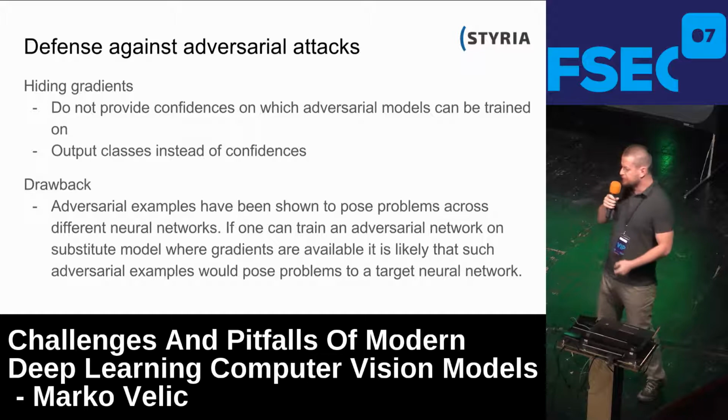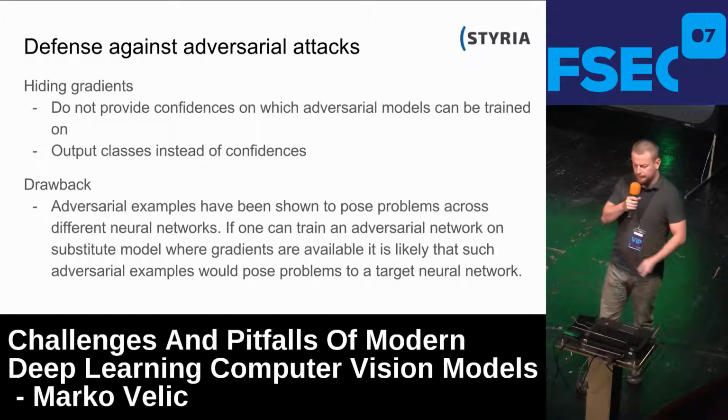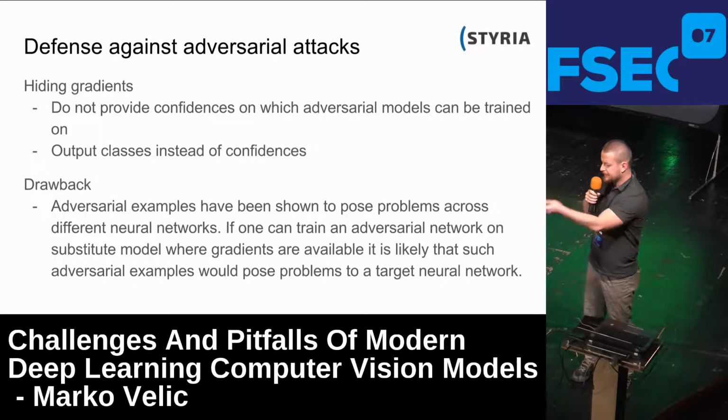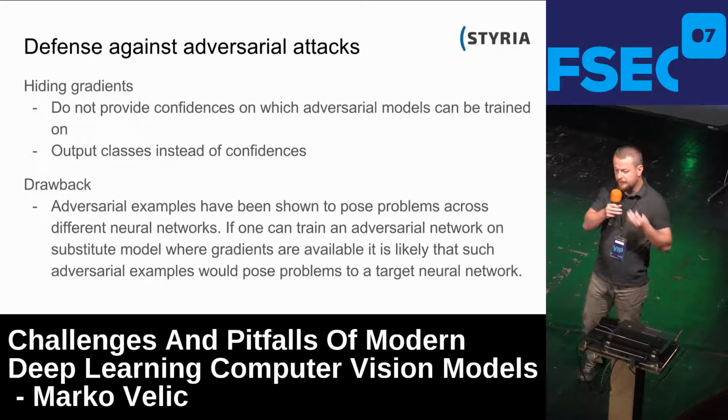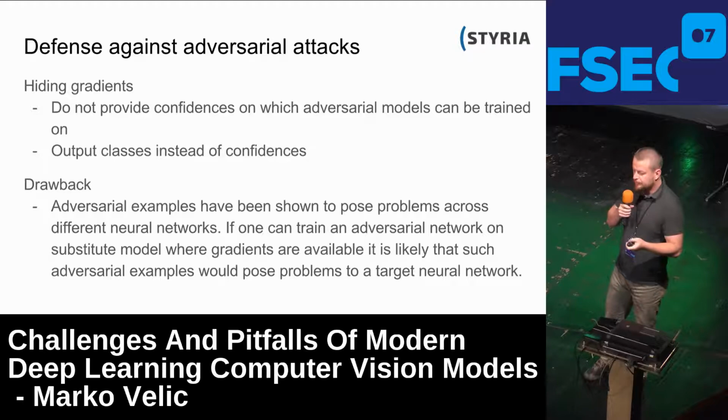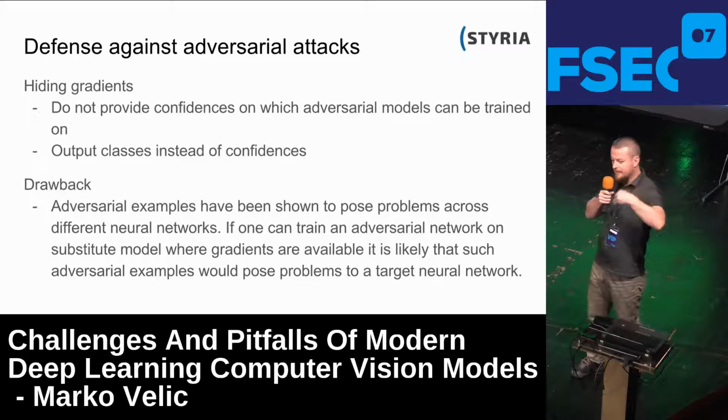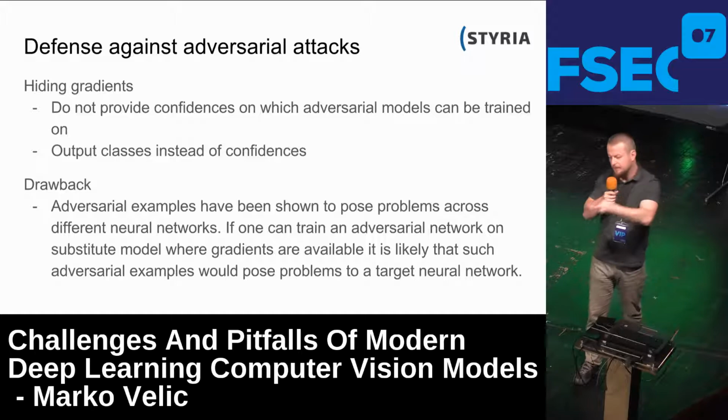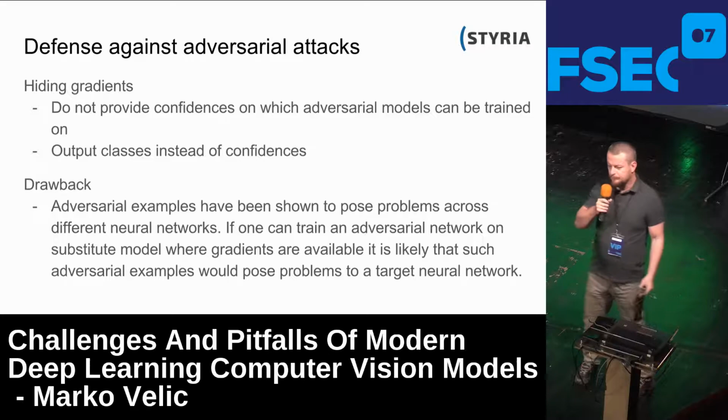So why not only return the classes? Why not say this is a stop sign, this is a woman, this is a man? We could do that, and then we wouldn't have a gradient which we could use. Neural networks are trained in a way that you take many little steps in the direction which maximizes or minimizes your loss function. But you can still fool these networks.